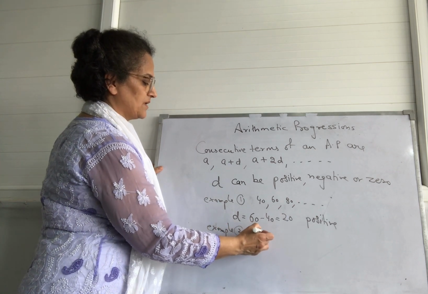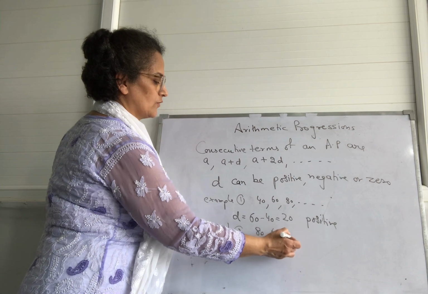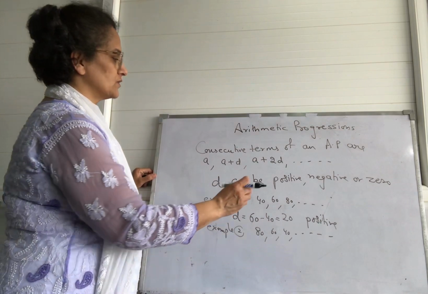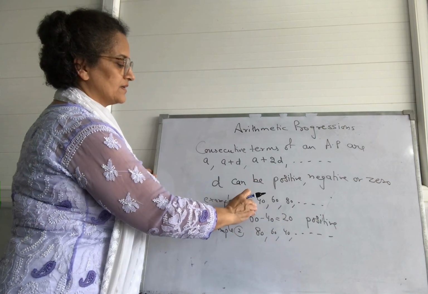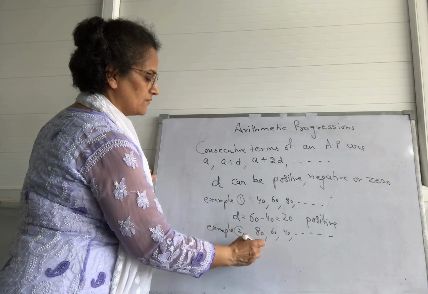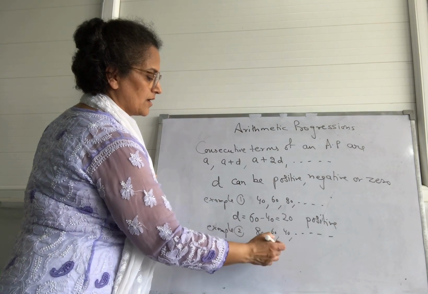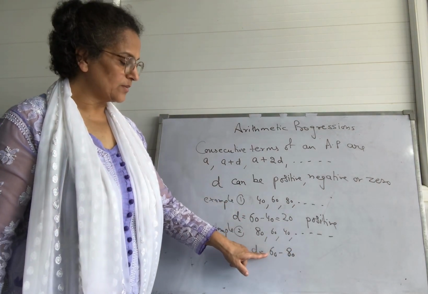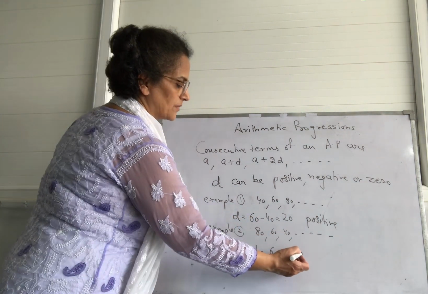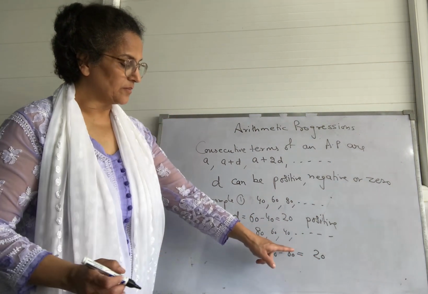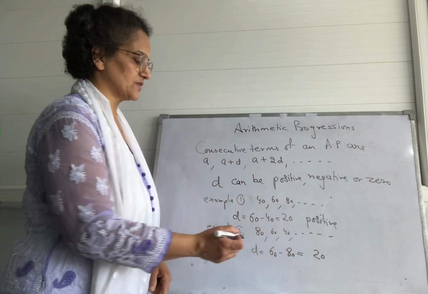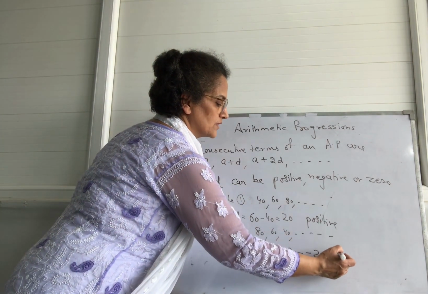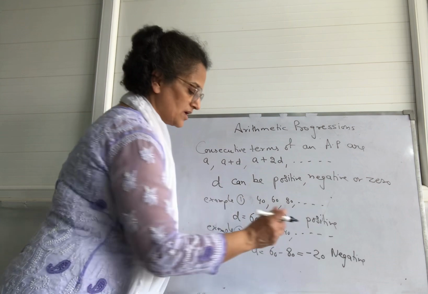Let me take example 2. If I take my AP as 80, 60, 40, and so on, what is my D? We have learned the formula for D also: an minus the previous term. So here D will be 60 minus 80. We have learnt integer rules: one positive, one negative, you subtract, you get 20. The bigger number is 80 and it has a negative sign, so D is negative in this case. So D can be positive, negative, and it can be 0 also.